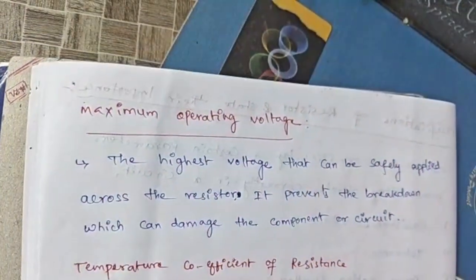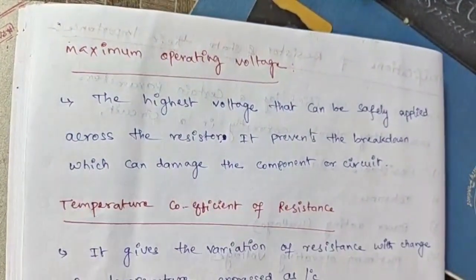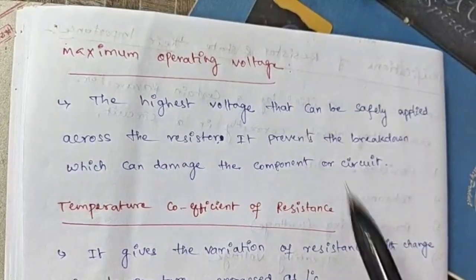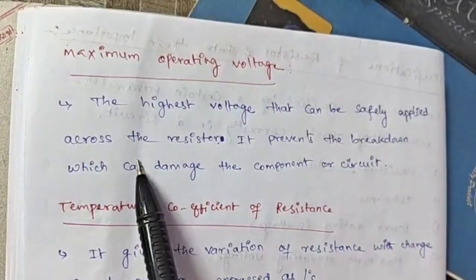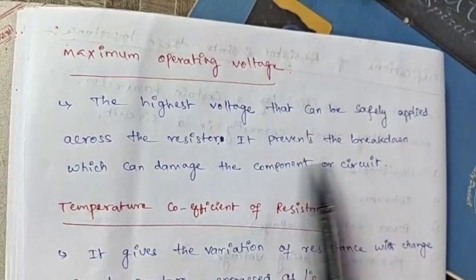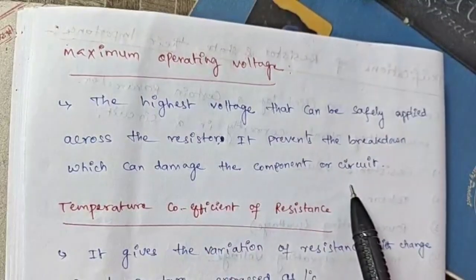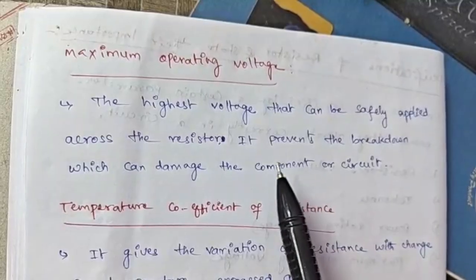Now the fourth specification is maximum operating voltage. It is the highest voltage that can be safely applied across the resistor. It prevents the breakdown which can damage the component or circuit, right? Highest voltage.